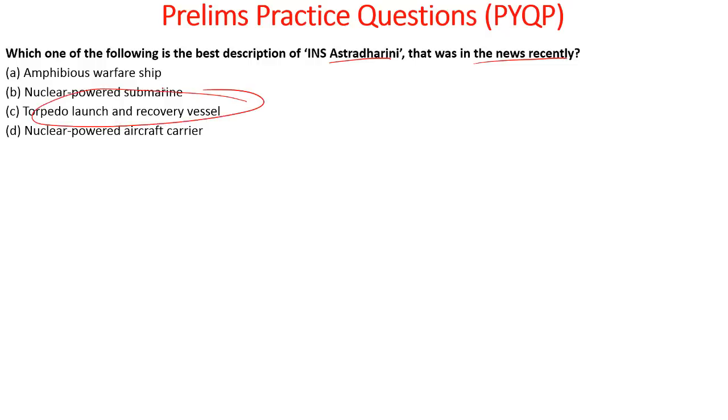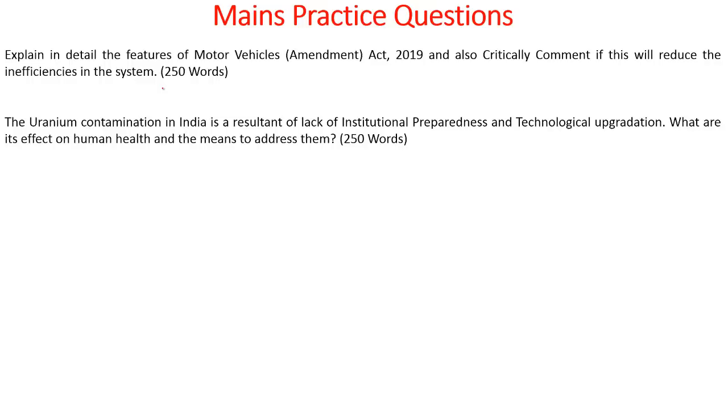Now let's look into the mains practice question. Explain in detail the features of the Motor Vehicles Act of 2019 and also critically comment if this will reduce the inefficiencies in the system. The uranium contamination in India is the resultant of lack of institutional preparedness and technological upgradation. What are its effects on human health and the means to address them? So please write all your answers in the comment section so that you guys can have a peer review and then also come up with constructive criticism if any.